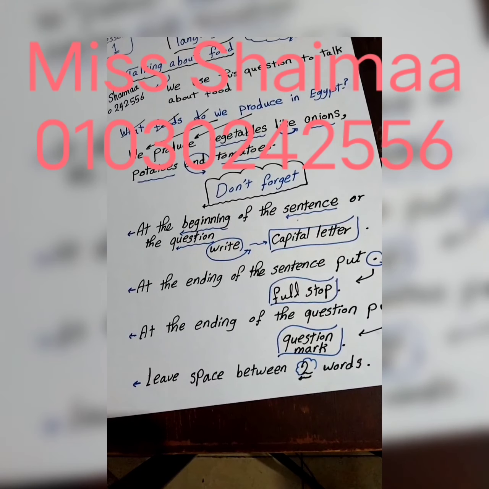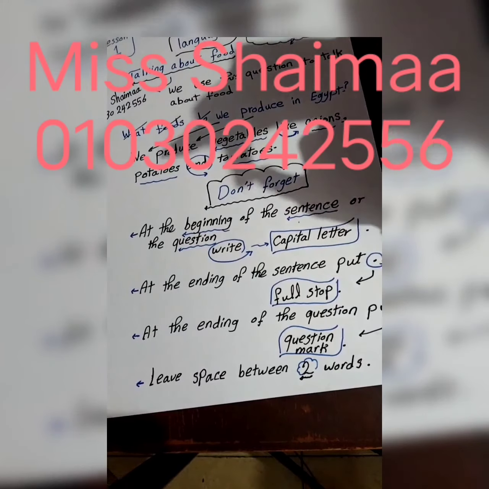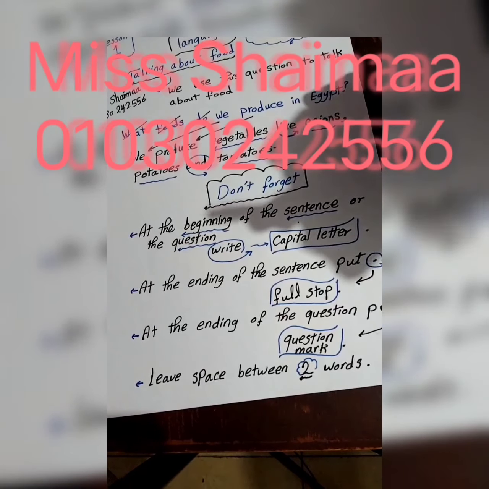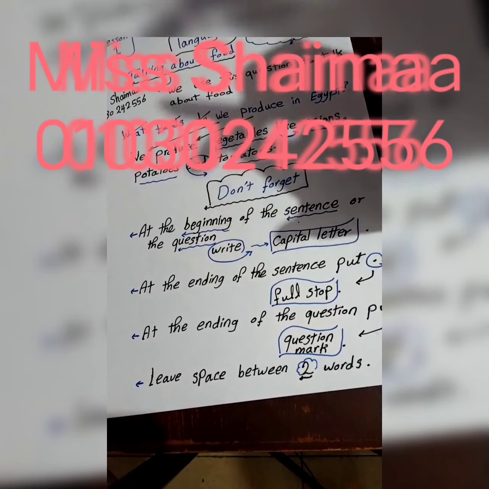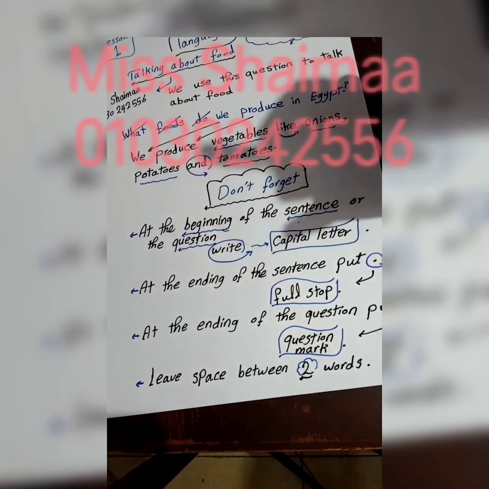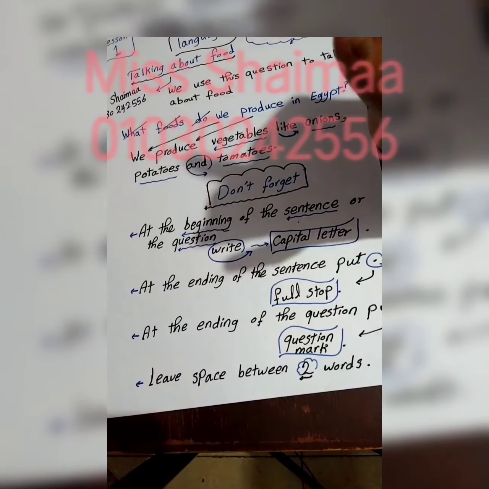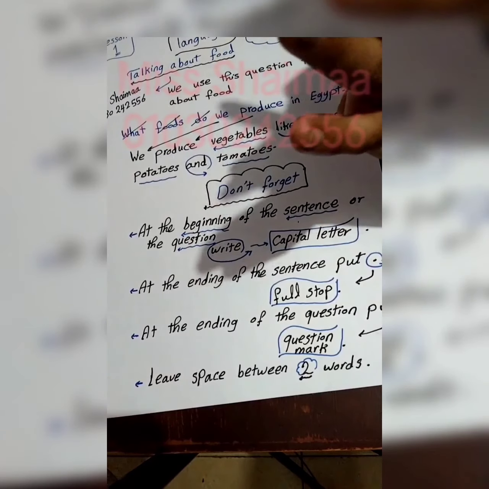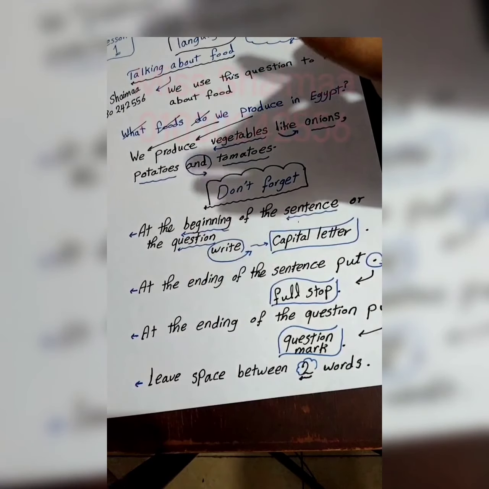The rules again. At the beginning of the sentence or the question, write a capital letter, not a small letter, okay? At the ending of the sentence, put a full stop. At the ending of the question, put a question mark. Leave space between two words, okay?